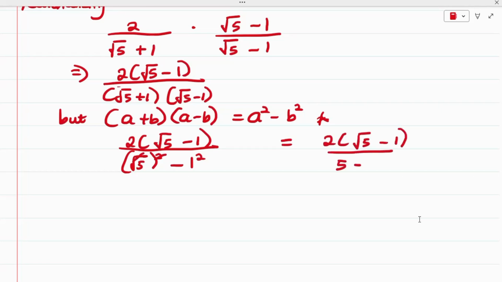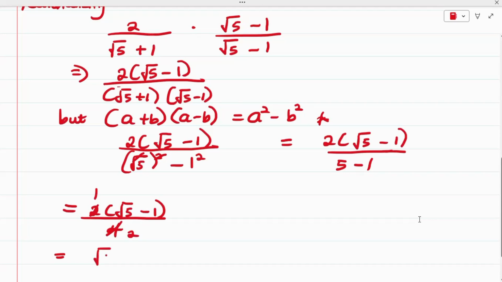So the root of 5 squared cancels the root, giving 5, and 1 squared is 1. So this is equal to 2 multiplied by the root of 5 minus 1 divided by 5 minus 1, which is 4. And 2 into 4 is 2, so we have the root of 5 minus 1 divided by 2. So we have been able to simplify the fraction.